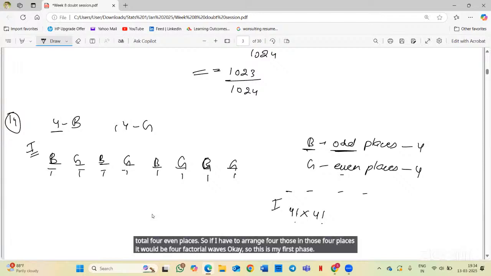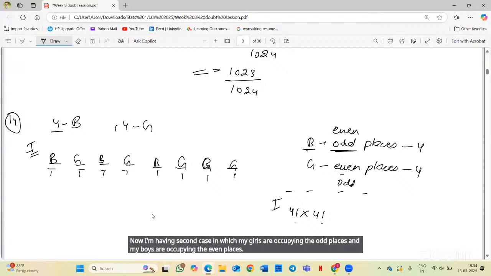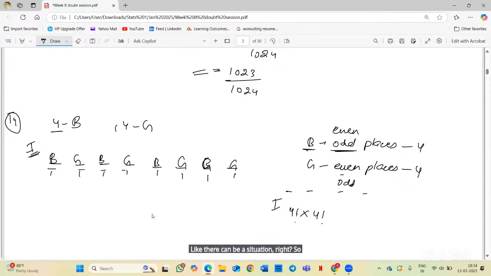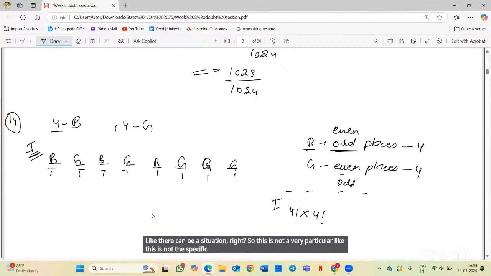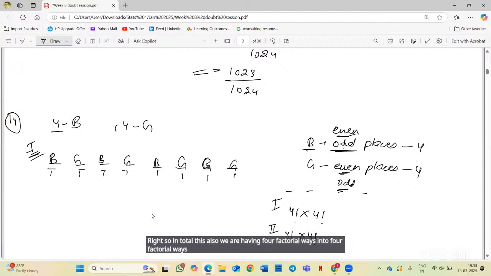Now I have a second case in which my girls are occupying the odd places and my boys are occupying the even places. There can be such a situation, right? This is not one specific situation. There can be 2 cases, right? The boys can have odd places or even places. The girls can have even places, and they can have odd places as well. So in total, this also gives 4 factorial ways into 4 factorial ways. This is for the second case.